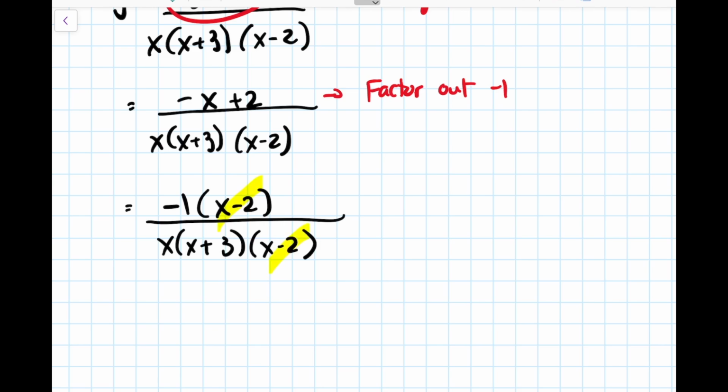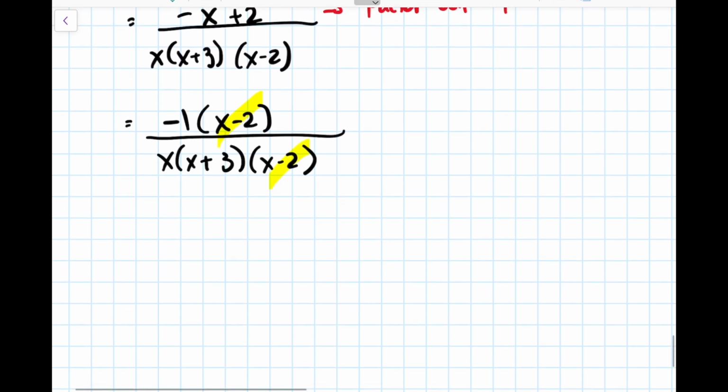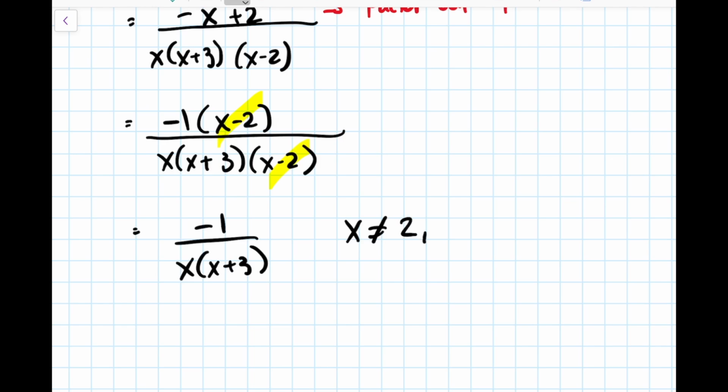But you can't do this until you've rearranged things and until you've taken out that negative 1. And don't just assume that that's always going to work. Sometimes I've seen people cancel out things that are completely different just because they assume this is going to end up happening. So you've got to go through the process and make sure you actually end up with a common factor here. So what we're left with is negative 1 over x times x plus 3. And we've got our NPVs of x cannot be positive 2, negative 3, or 0.